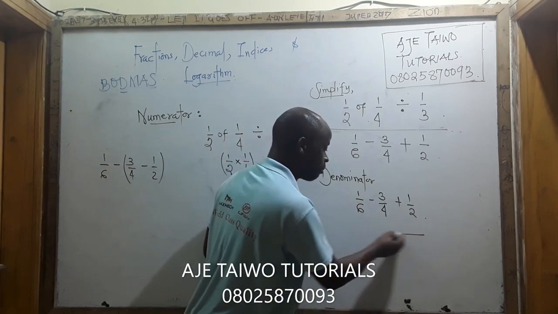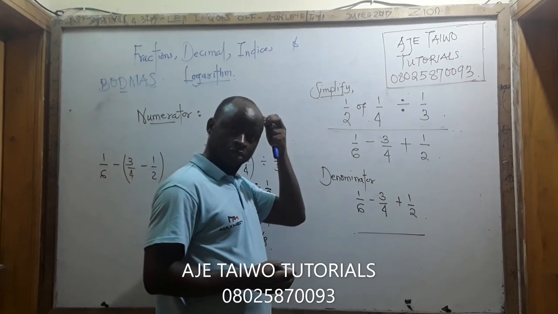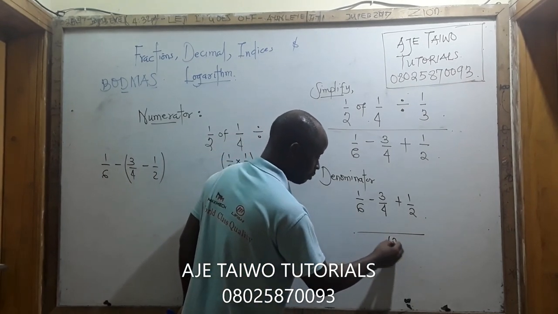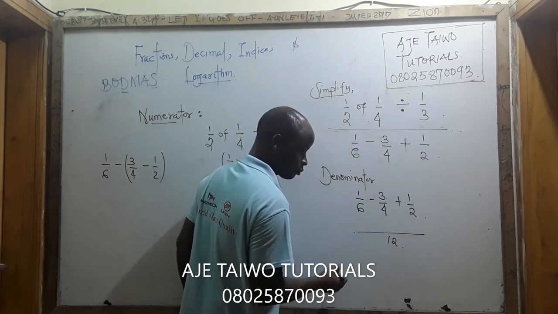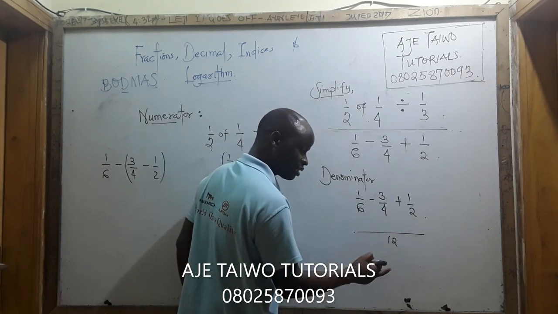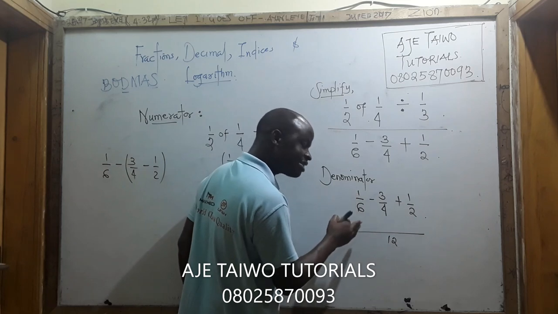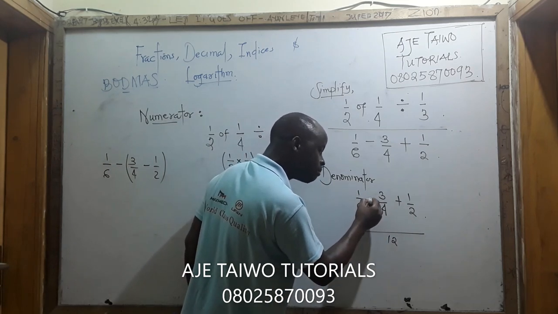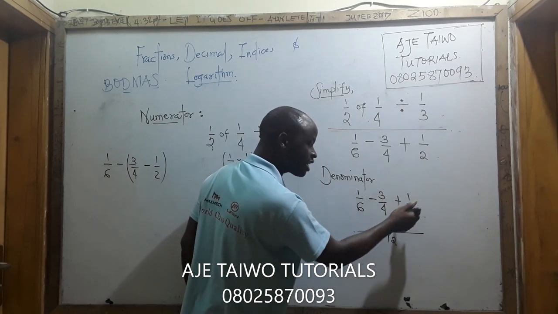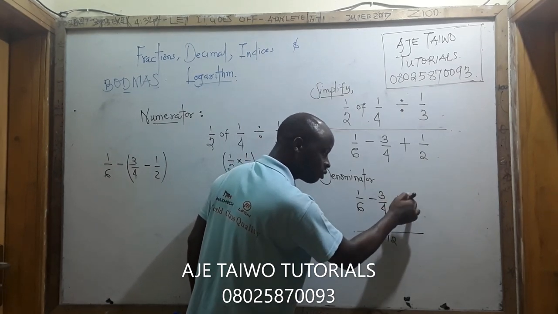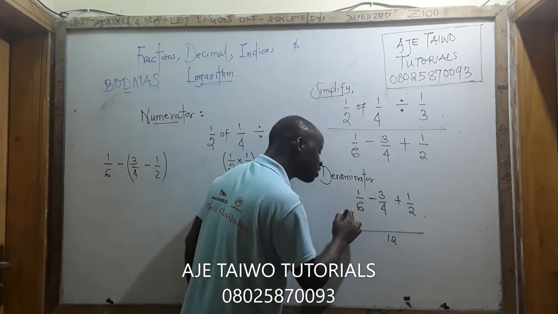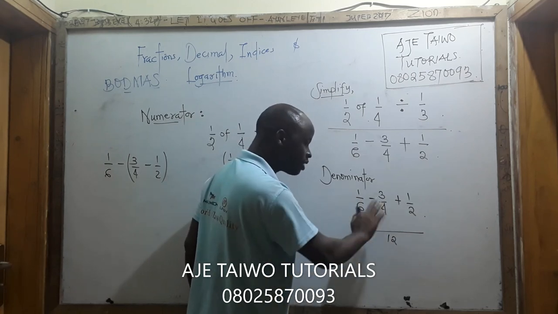Just find the LCM of everybody. What's the LCM here? That'll be 12. Just watch what I said. In this case, it doesn't follow, because if you are taking 3 over 4, the minus must follow it. If you are taking 1 over 2, the plus must follow it. If you are taking 1 over 6, the plus 1 over 6 must follow it. So it doesn't follow at all.